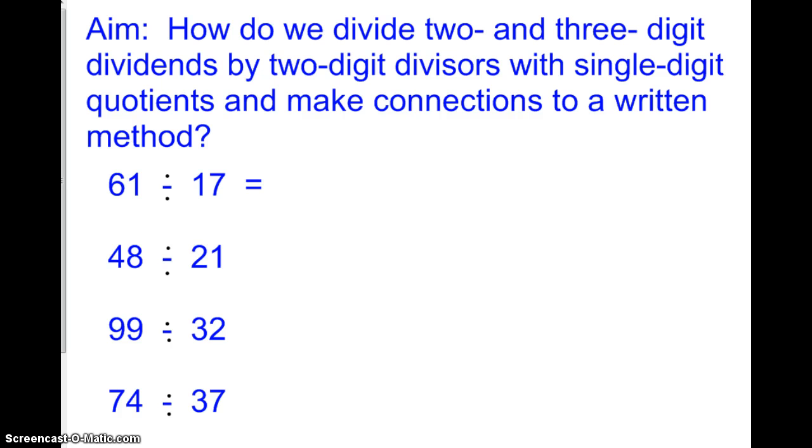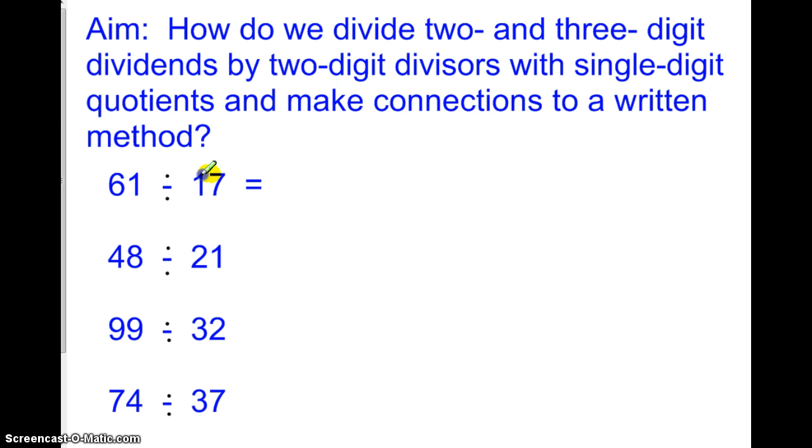Our aim today is pretty much the same as it's been for the last couple of lessons, and actually today we're going to combine lessons 21 and 22. That aim that you see is for 21, but the aim for 22 is the same thing. The only difference is it has higher numbers. So we're going to do the same thing as we've been doing.